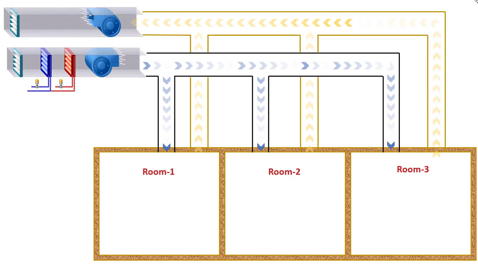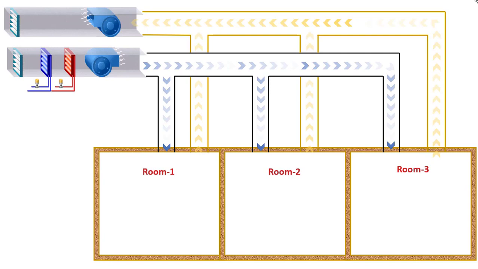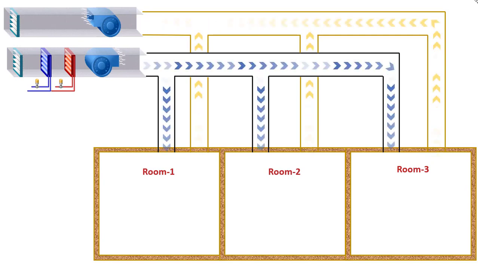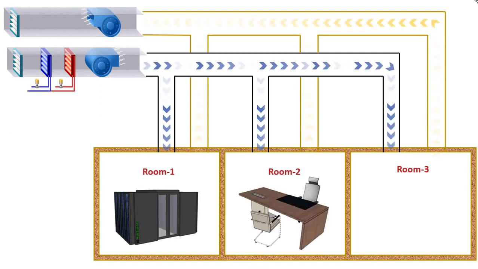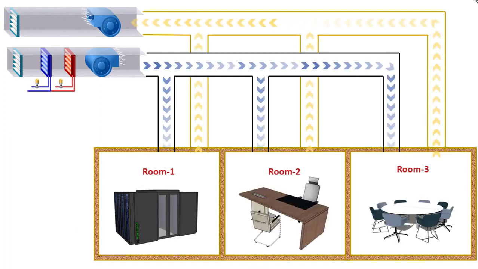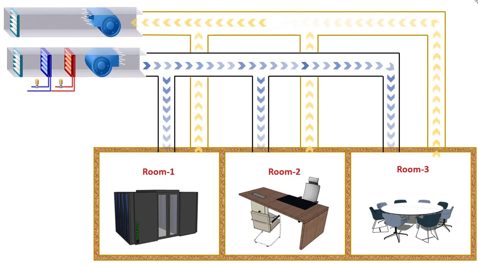Now let's discuss about single duct multi-zone system. Here we have three different rooms. Each room is a separate zone with different heating and cooling requirements. Temperature of the supplied air is adjusted to meet the cooling requirement of the highest load room. Let's consider that room 1 is a data center room, room 2 is an office, and room 3 is a meeting room. Here server room has highest cooling requirement, so supplied air is cooled down to meet this requirement.